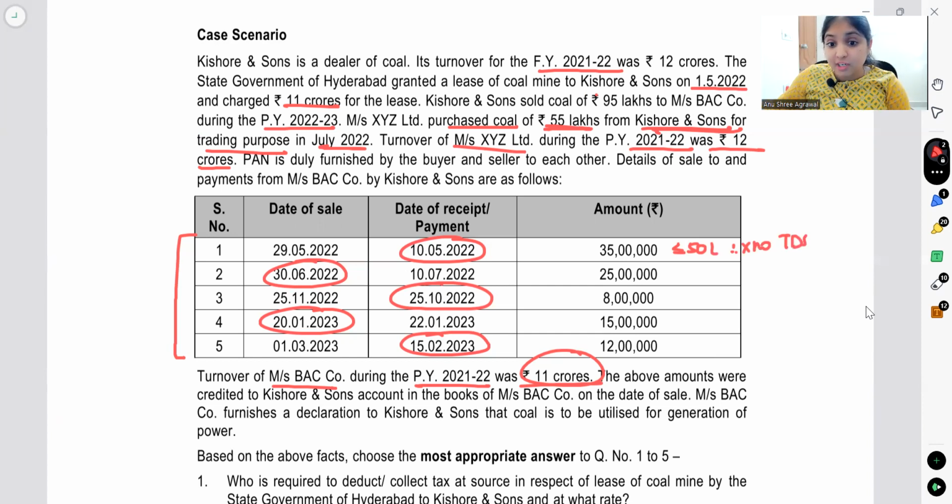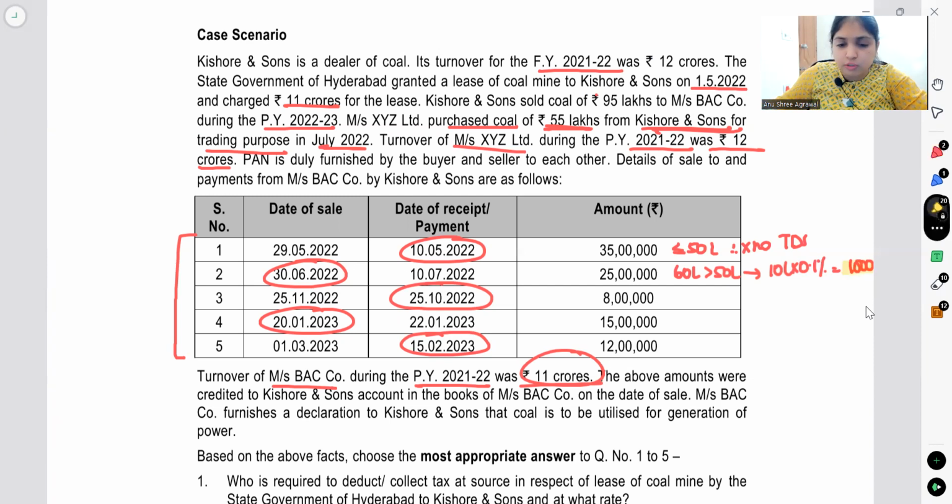But the second transaction total would have become 60 lakhs. 35 plus 25, 60 lakhs. Now it has crossed 50 lakhs. So now there will be TDS, guys. TDS at what rate? 0.1% of what? Of the excess. So 35 lakhs plus 25 lakhs, 60 lakhs. What is the excess over and above 50 lakhs? 10 lakhs. On that 10 lakhs, 0.1%, that's going to be 1000 rupees. So 1000 is going to be deducted on 30th June 2022.